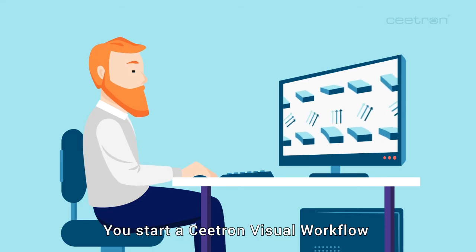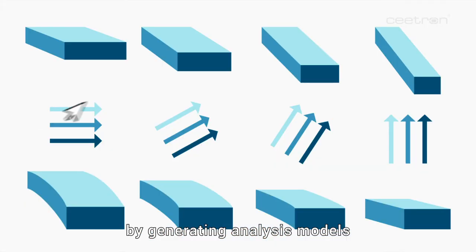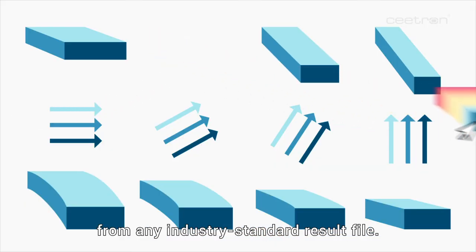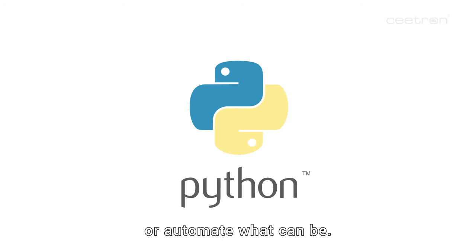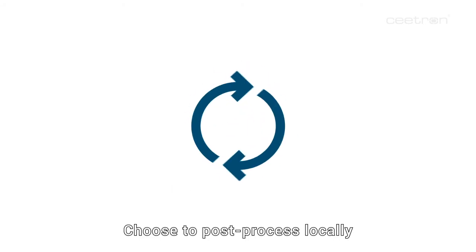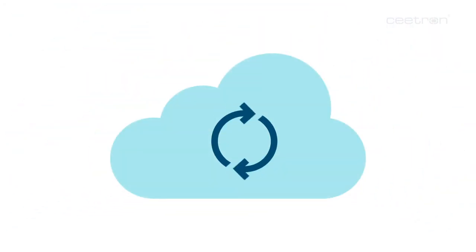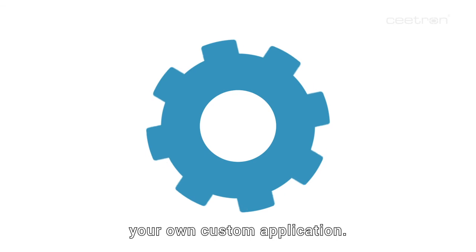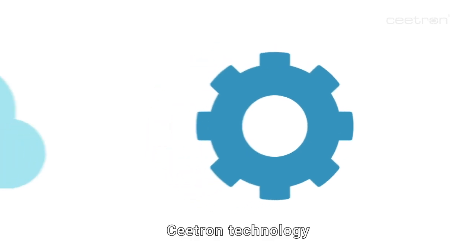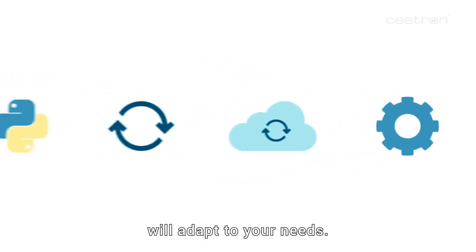You start a Ceetron Visual Workflow by generating analysis models from any industry standard result file. Do this interactively or automate what can be. Choose to post-process locally or remotely. You can even build your own custom application. Ceetron technology will adapt to your needs.